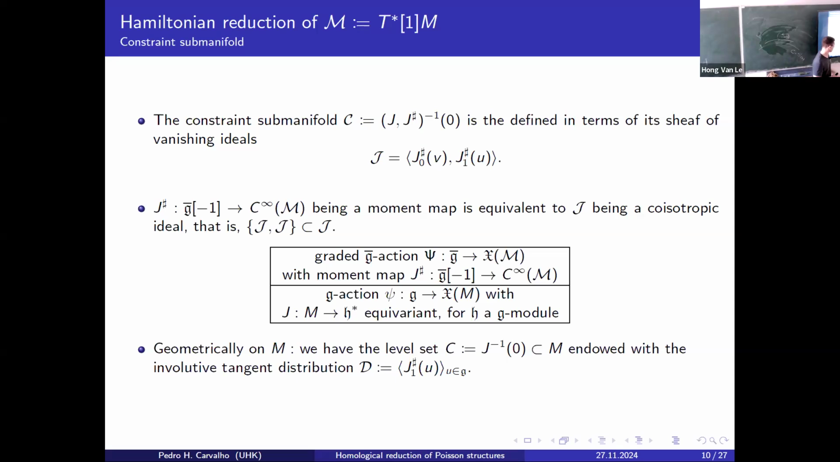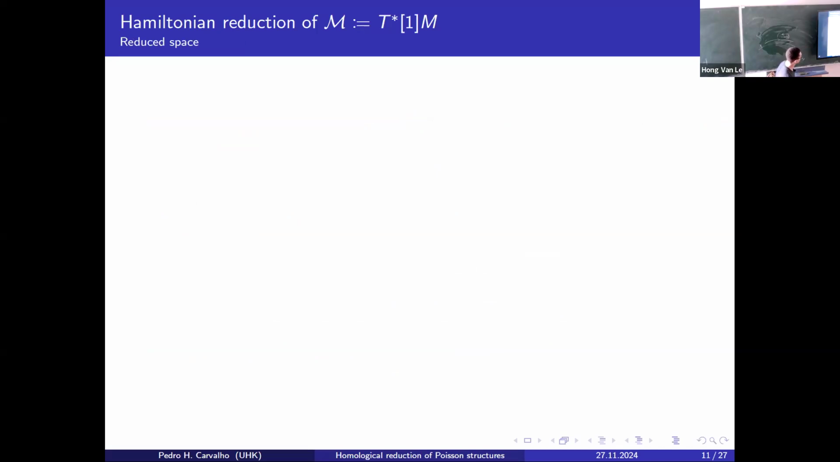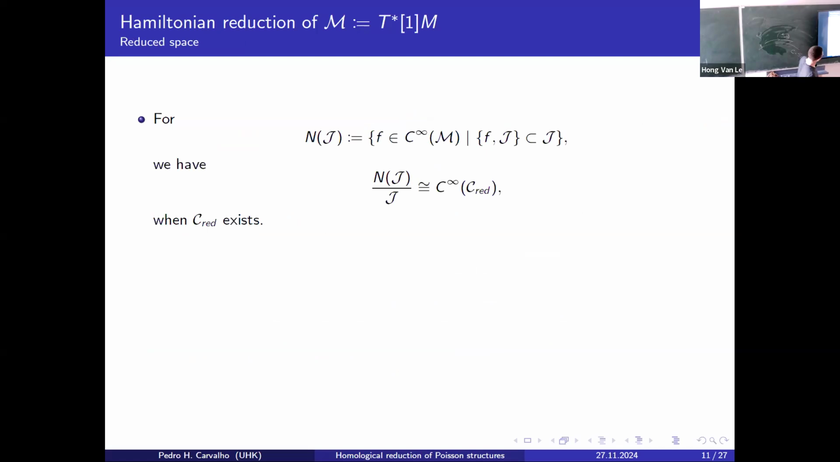Okay, good. So you have this tangent involutive distribution on this level set. Great. So what about the reduced space? You have some action, you have the constraint submanifold, and you can look at the reduced space. Here I'm describing the algebra of functions of the reduced space because it's easier this way. It's given again by a normalizer, but now it's the normalizer inside multivector fields, with respect to this Schouten bracket, which is this graded Poisson bracket. And the same thing works: when the reduced space exists, the algebra of functions of the reduced space is given by this normalizer quotiented by the ideal J. It's just like the direct analogue.